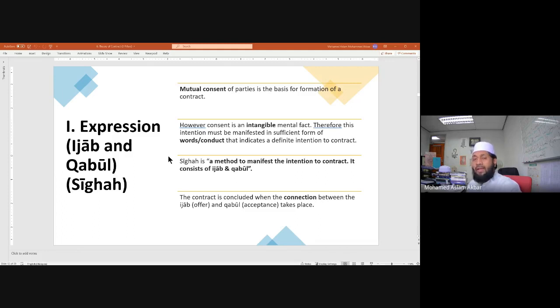The thing will not happen the moment you show your intention. The thing will be concluded when someone accepts your offer. The moment that someone accepts your offer, that is the moment where the contract will take place. It won't take place if you only show the offer that I want to sell this. It won't happen until someone accepts it. It could happen at the same time, or it could happen later.